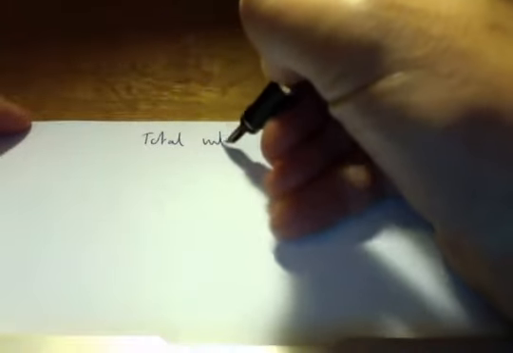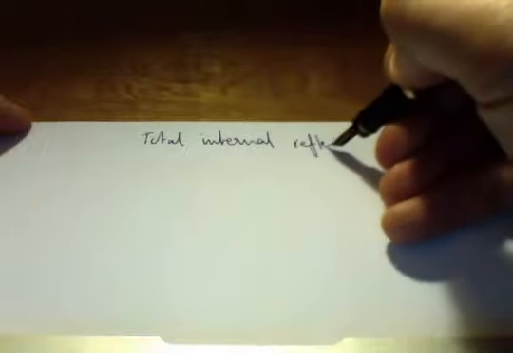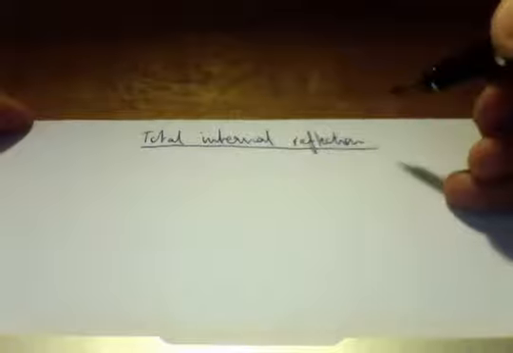This lesson leads on from our ideas of refraction, and this one is talking about total internal reflection. This term will become clear as we work our way through this lesson. So let's just take stock of what we know already.